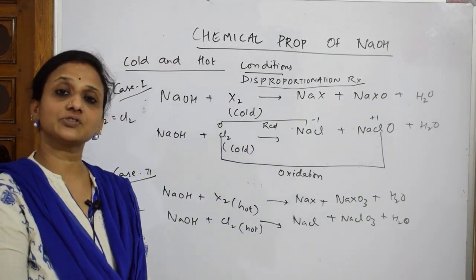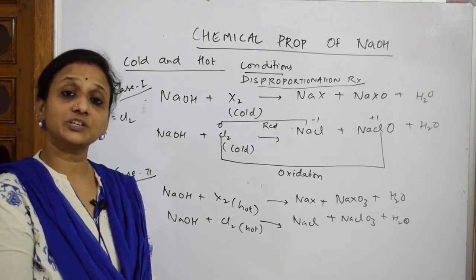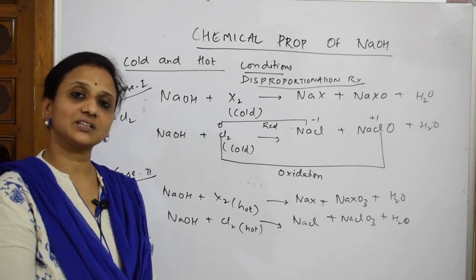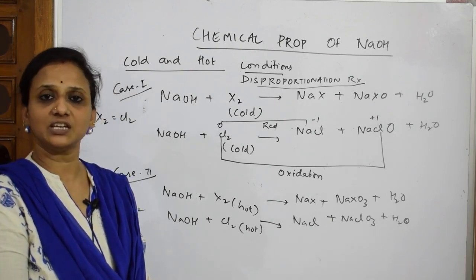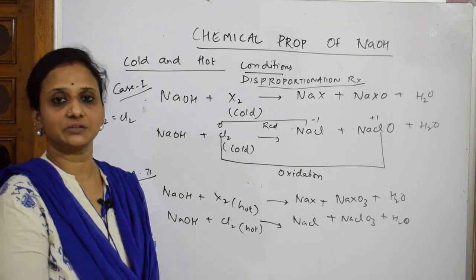The reaction of sodium hydroxide or caustic soda with hot and cold chlorine is a type of disproportionation reaction. What is that? In which both oxidation as well as reduction occur in the same reaction. You need to be very careful when such a reaction is given to you. So let us come back and do one more reaction with a reasoning question.